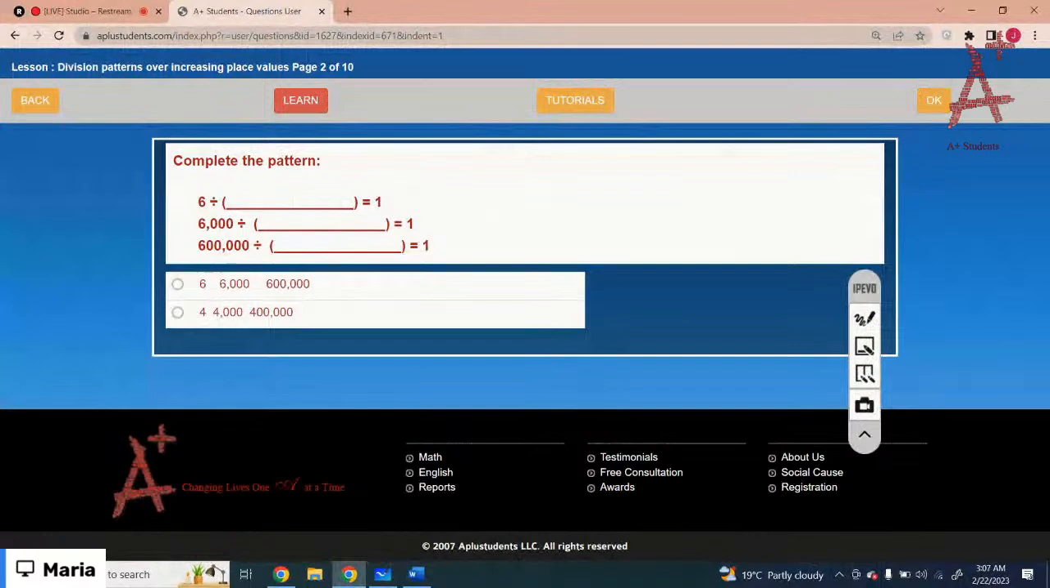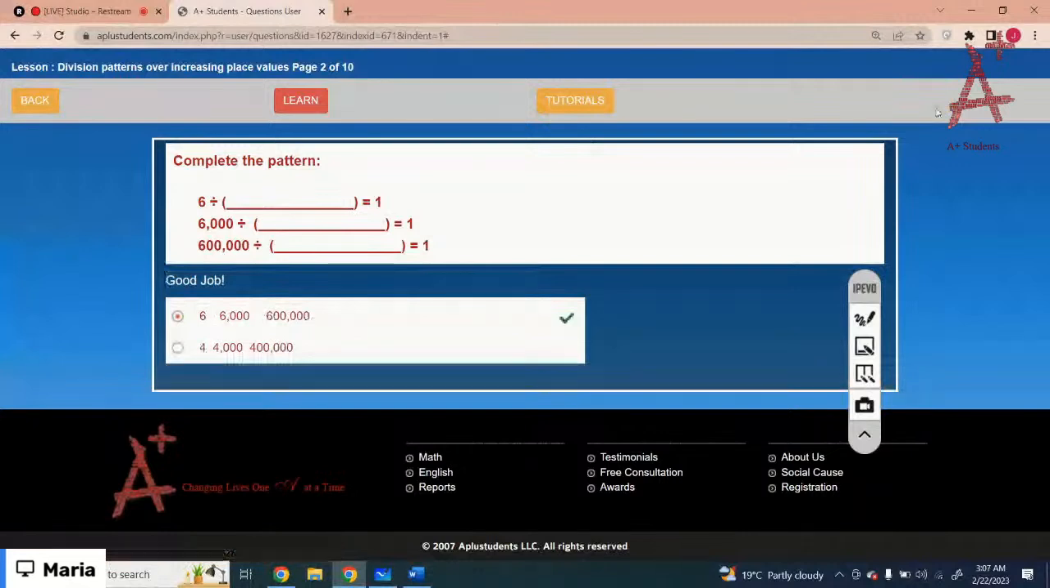And then the last one is 600,000 divided by 600,000 equals 1. Got it? So the correct option is option number 1. So just select the correct option, then click on the OK button. If you already know the answers, you can just write down the answer in the chat box.